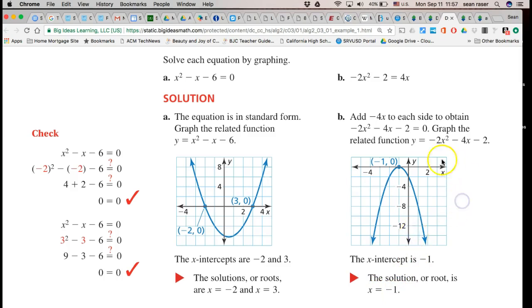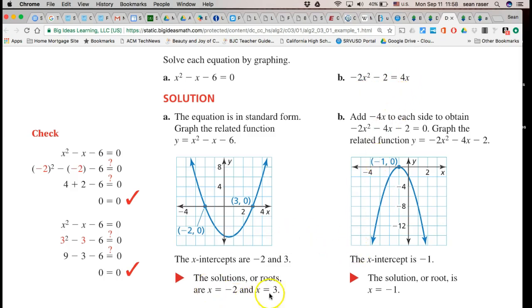And again, we can check this by plugging it in. If we plug negative 1 in here, we get negative 2 times 1 is negative 2, minus 2 is negative 4, 4 times negative 1 is negative 4, so we get a true statement.